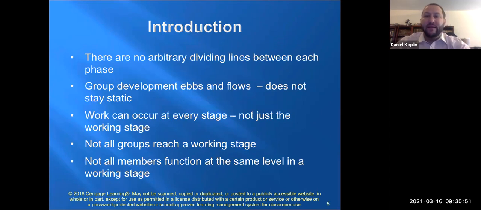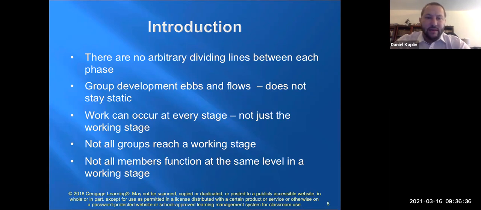So one thing that is important to start off with in principle is we talk about these 4 stages, but there's no arbitrary line between each phase. And when we talk about phases or stages, there has to be a transformative shift that happens in order to move from one stage to another, right? And some groups will make it to the working stage. Some groups may not reach the working stage, right? And the development of the group as a whole tends to ebb and flow, right? So it's dynamic, it's not static, it doesn't stay the same.